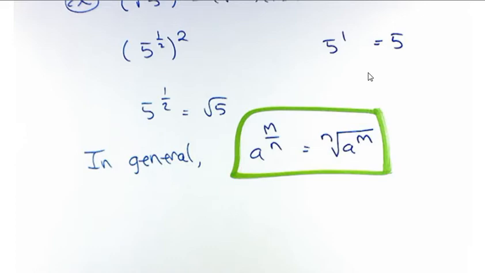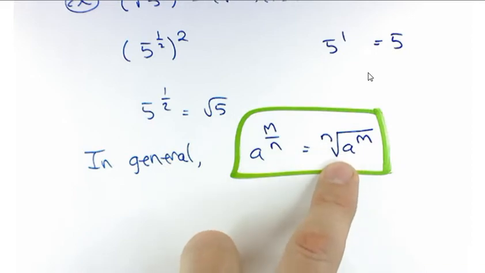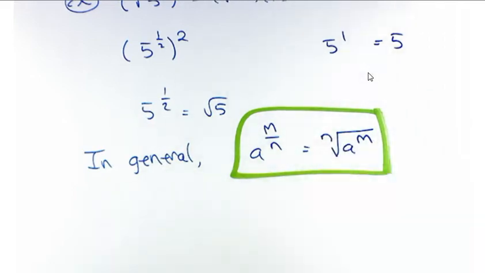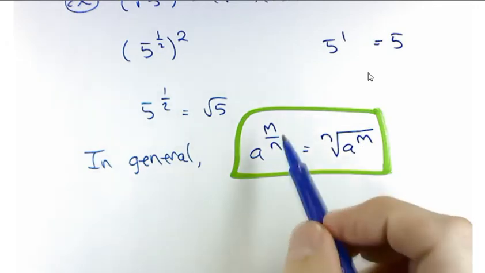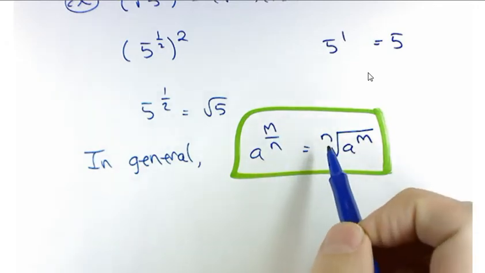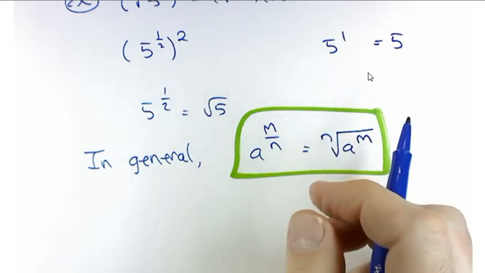That's the key to understanding this whole section. So understanding that this fractional exponent really means the same thing as the nth root of a to the m. Now, I can see the kind of frustration in your faces. You're like, oh, there's no way I'm going to remember this. I'm totally going to screw up where the m and the n go. But it's okay.